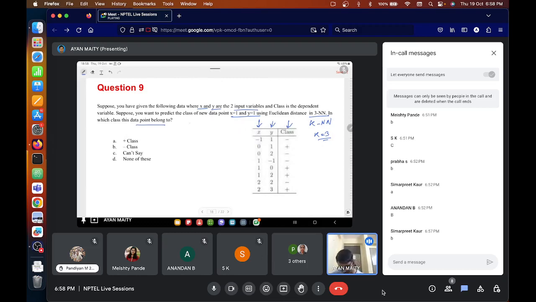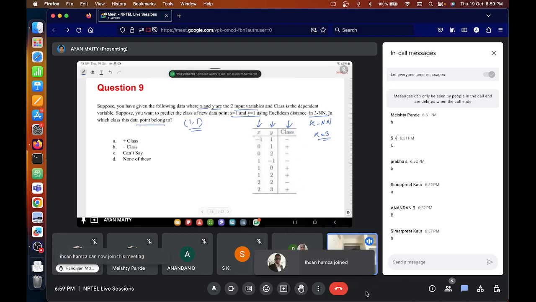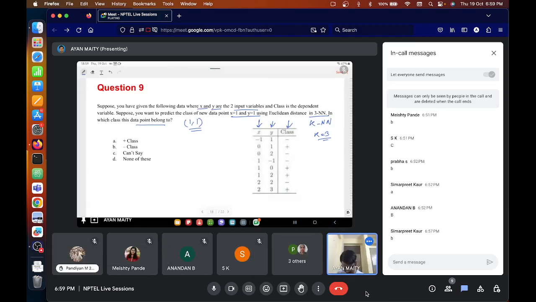So for this question, you have to basically find out the distance of the new point (1, 1) from each of these points given in this data set, and then you have to find out the three closest points, and the majority class of those three closest points would become the class for that new data point (1, 1). So this is the first point, (-1, 1). The Euclidean distance from (1, 1) to this (-1, 1) is root 2.